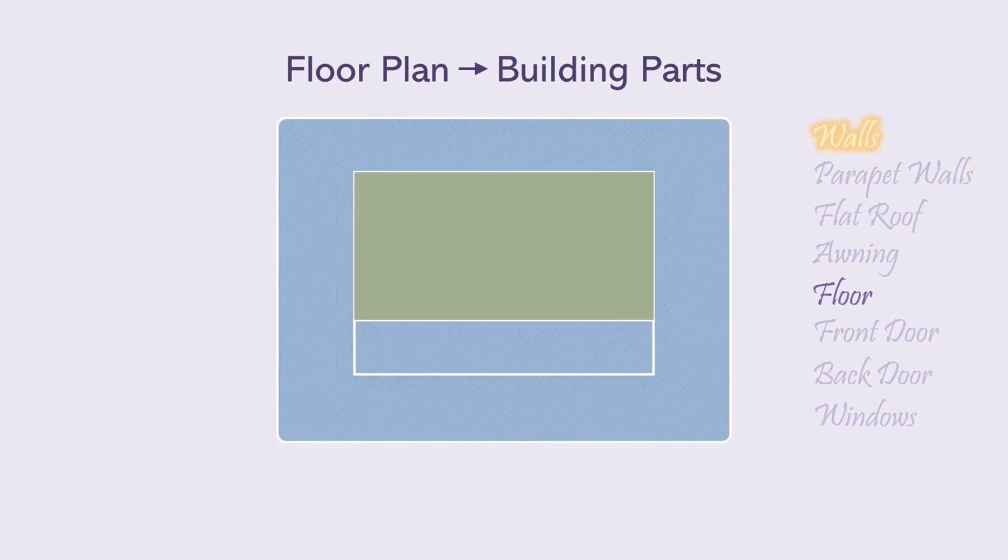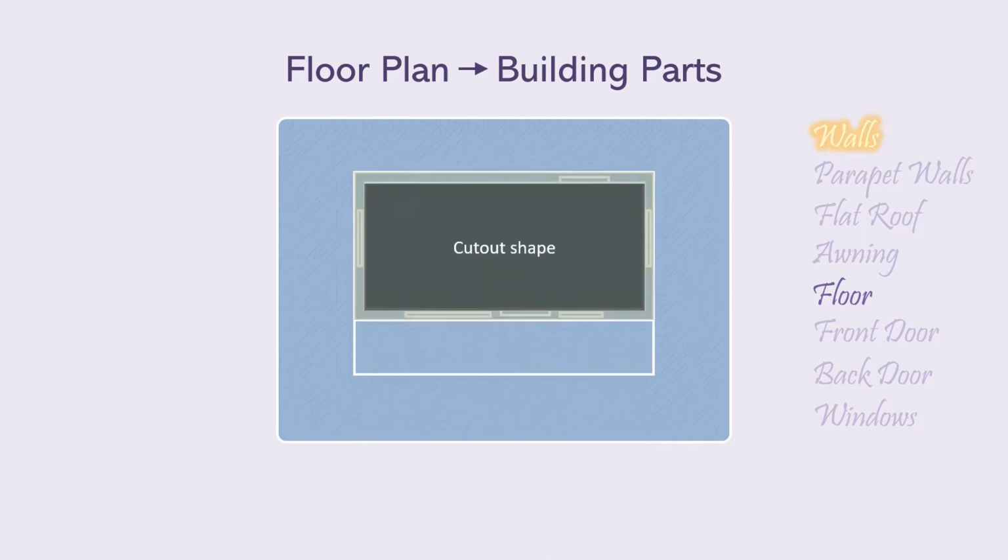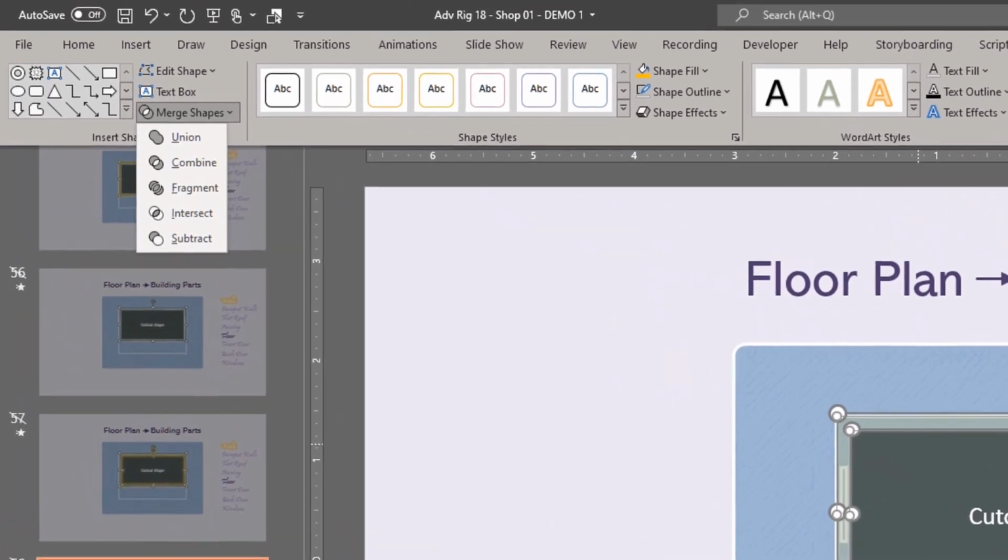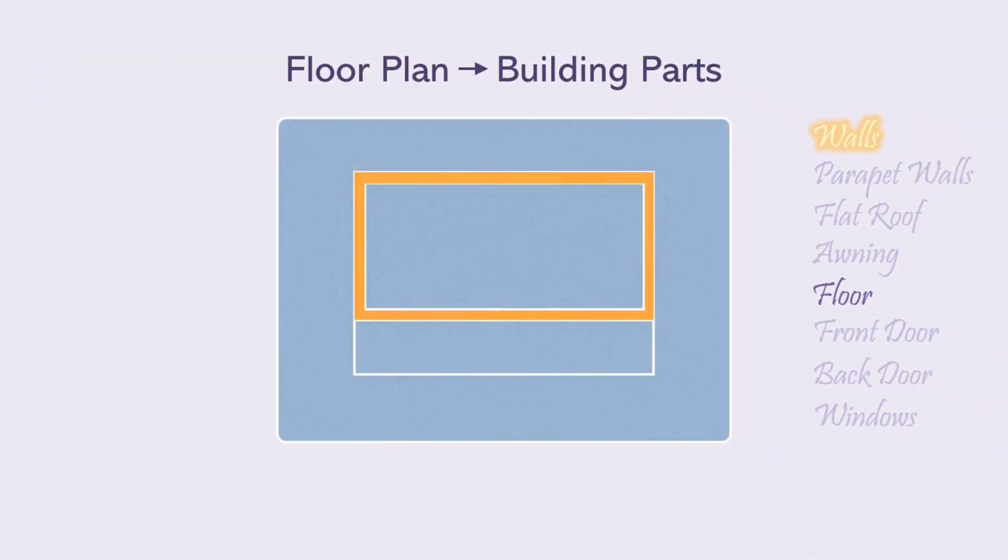We're using a simple rectangle layout. Draw a smaller rectangle to create the cutout. Select the larger rectangle first. Then select the smaller rectangle while holding down the Control key. Use the Subtract Shapes tool to remove the inside portion of the shape. Now the shape really looks like the walls for our building.